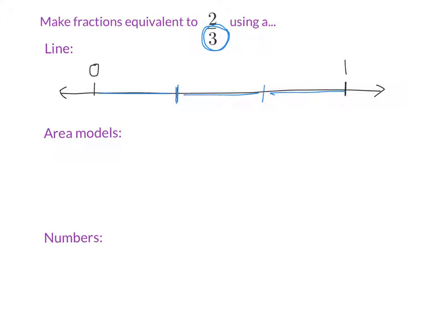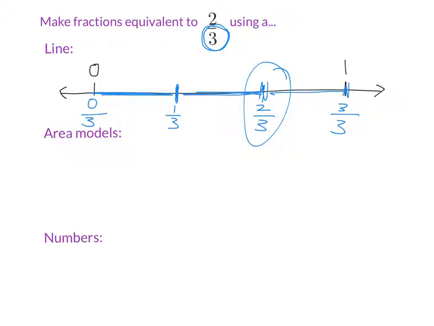This first section, how many thirds have I gone so far? 1/3. Over here, how many thirds have I gone? 2/3. And over here, how many have I gone? 3/3. And over here, of course, is 0/3. So if I'm trying to show 2/3, which tick mark is 2/3? This one right here, right? Very good. Now let's use an area model.